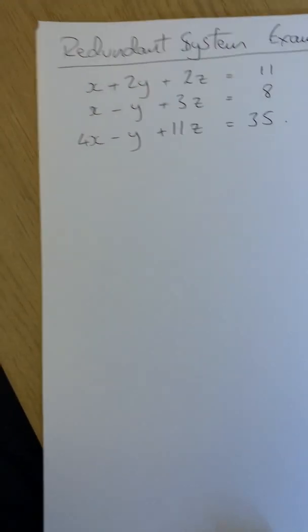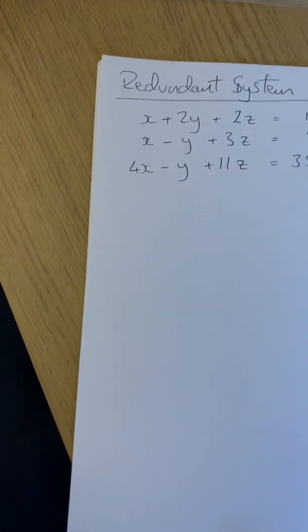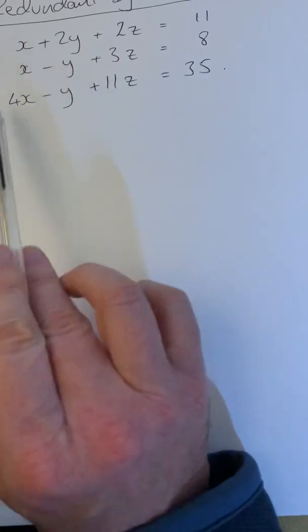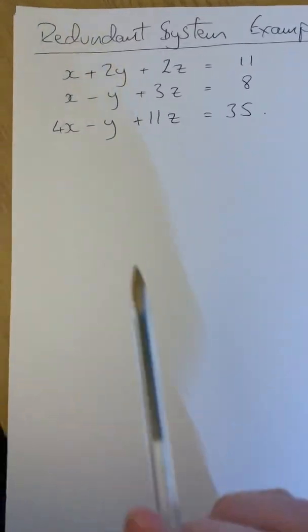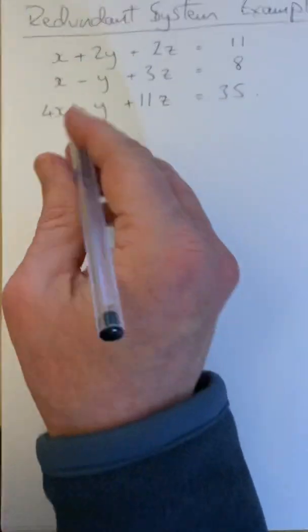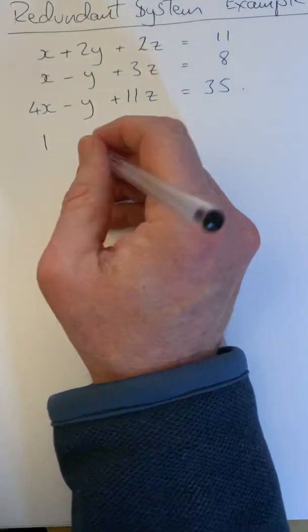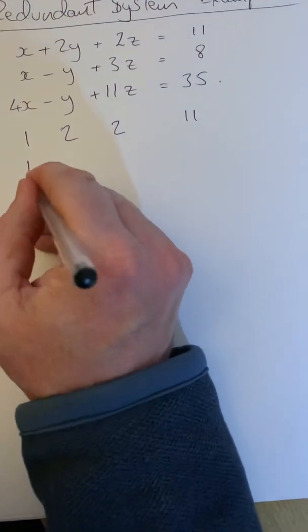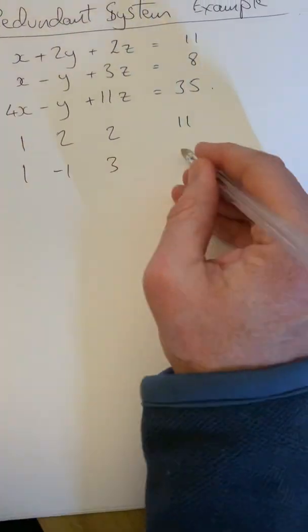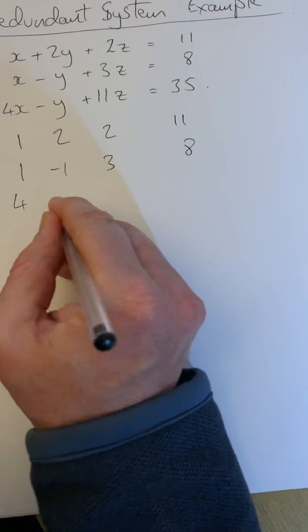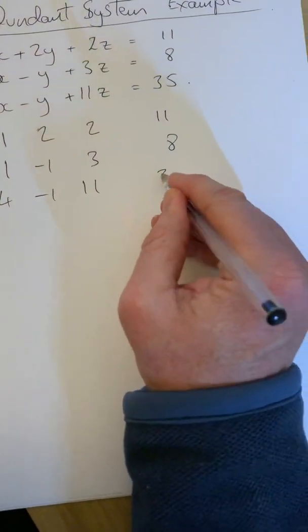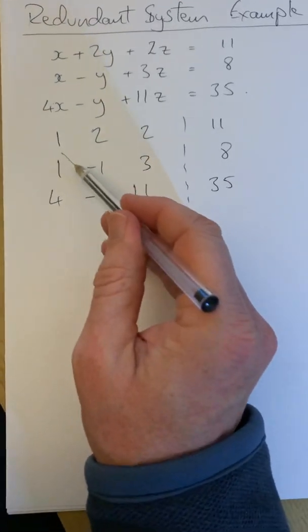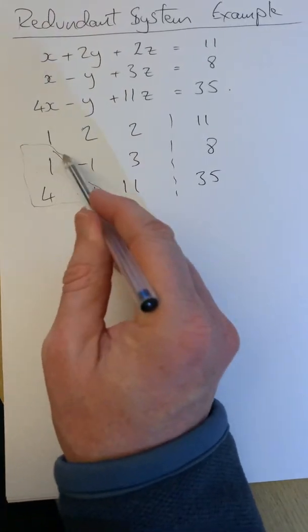Okay, when dealing with redundant or inconsistent systems, you don't actually know that's what they are before you start. So you start off in exactly the same way. So we make our matrices. So we're going to have 1, 2, 2, then 11, 1, -1, 3, 8, 4, -1, 11, and 35. Okay, and we're still looking for our triangle of zeros here.